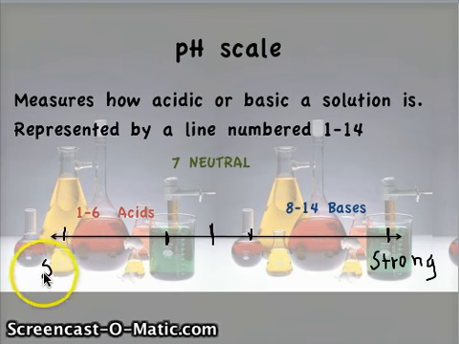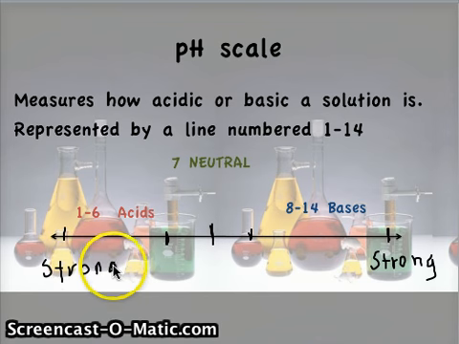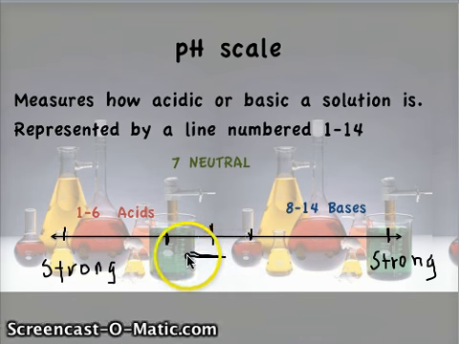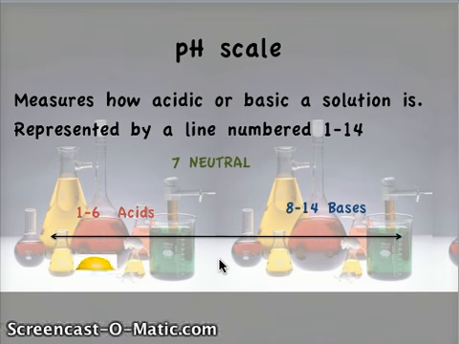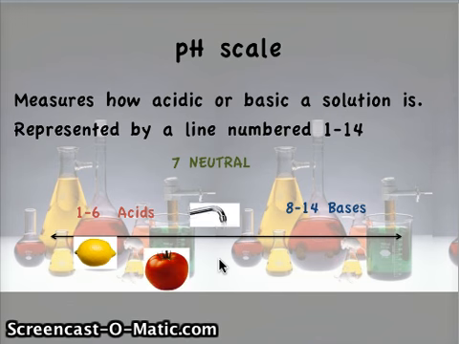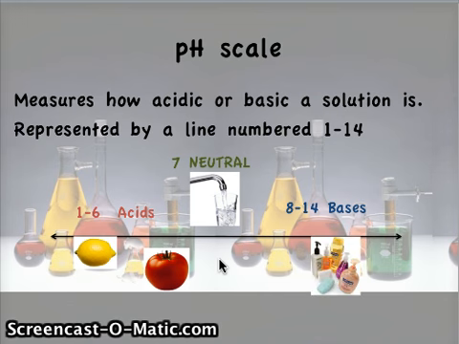So again, the stronger the acid or base, the closer to the end of the scale it's going to be, and the weaker they are, the closer to neutral they're going to be. So just remember, strong is further to the outside, and weak is closer to neutral in the middle. For example, we have lemons, which are pretty acidic, and tomatoes, which are also acids. Water is an example of something that's neutral, and our common household detergents and soaps are an example of a base.